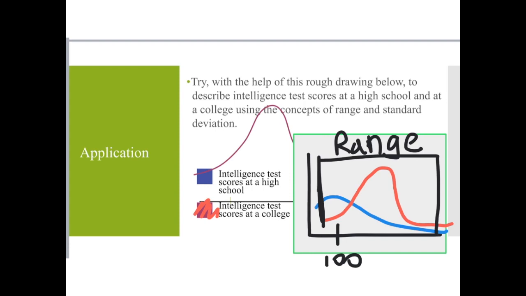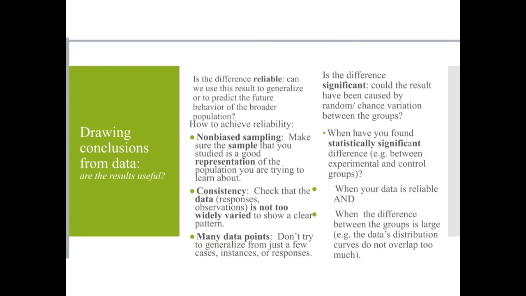We have one more big text heavy slide with terms and ideas about drawing conclusions from data. Please, if you're taking notes, do not write all of this down. You can reference back to it if you need to, or just look at some of the bold words and make sure that you have an understanding of what they actually mean. But when we're drawing conclusions from data and we're looking at these bell curves and these scatter plot graphs, how do we use that and make sense of it? The first thing we have to think about is, is the difference reliable?